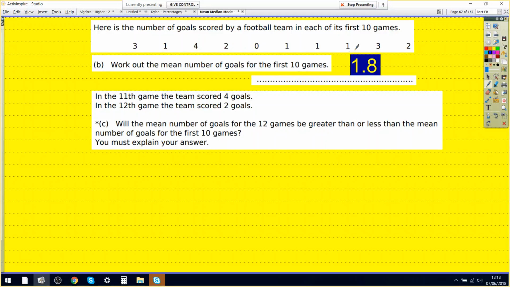So the old mean was 1.8. Then they score 4 goals in the next game. Then they score 2 goals the game after. Will the mean average goals per game go up, down, or stay the same? Stay the same. Why is that? Because there's 4 1s, and that would only make it 3 2s and 2 4s. Is that correct? How would you find the new mean? Wouldn't you have to add them all up and divide them by itself? So yes. What would you divide by?